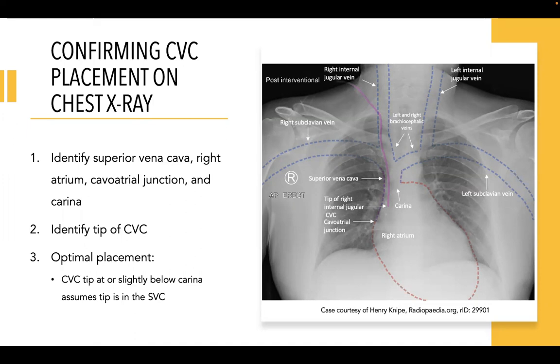You can follow the central venous catheter, depicted in pink, from the right internal jugular vein into the superior vena cava and note the tip resting just below the carina and just above the cavo-atrial junction.